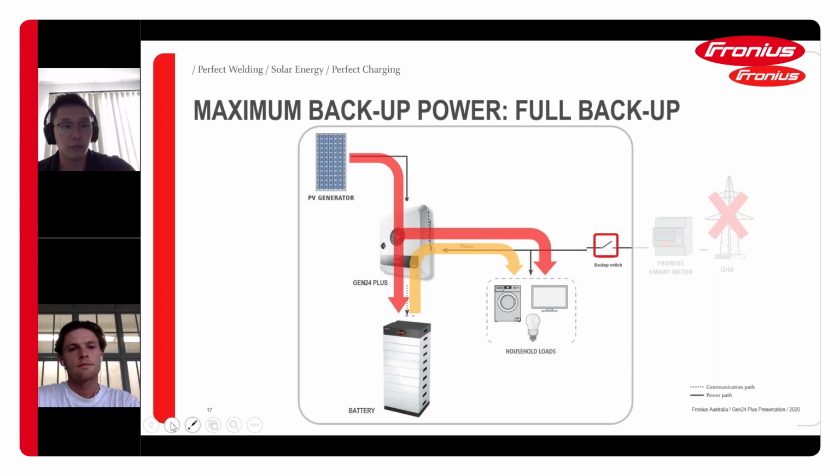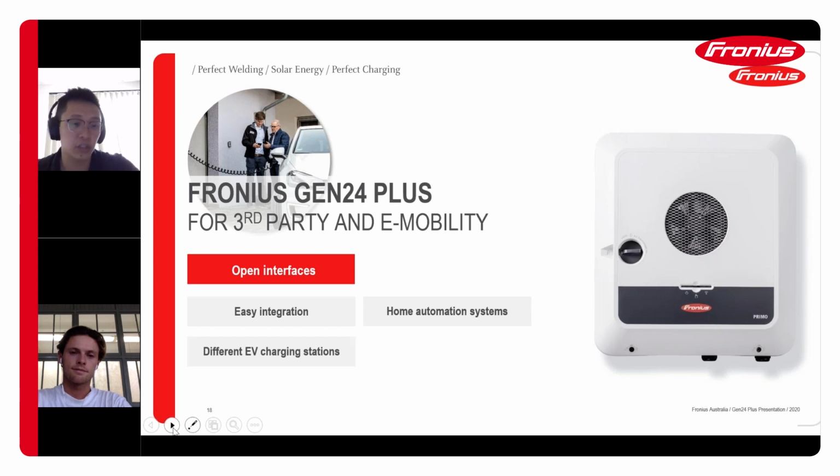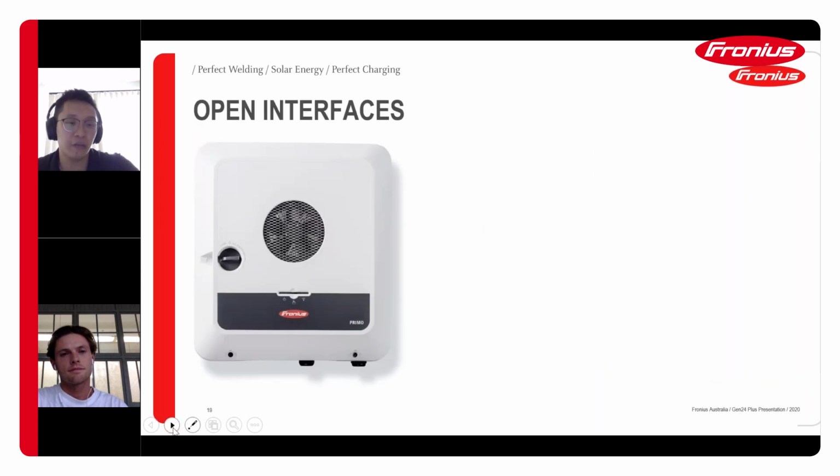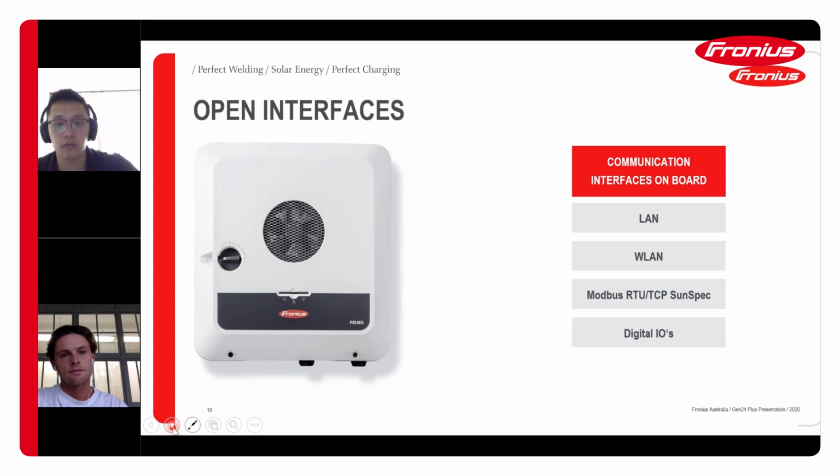All right. From there, we also have some third-party integration and e-mobility. So we have a lot of open interfaces. It's really easy to communicate with our inverter, so you can do home automation. You can have different EV chargers also connected to the inverter. What we want to achieve there is to make sure that with this excess of power, we divert it to, let's say, some of those smart devices. So in terms of communication, of course, you can have a LAN connection, you can have a Wi-Fi connection to the product, you can have Modbus communication, and also you can control the inverter via digital IOs and also some API solution there.